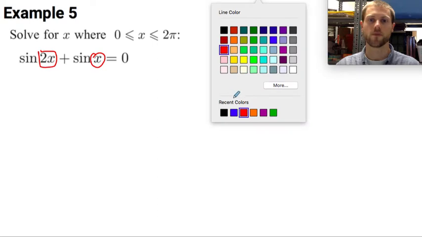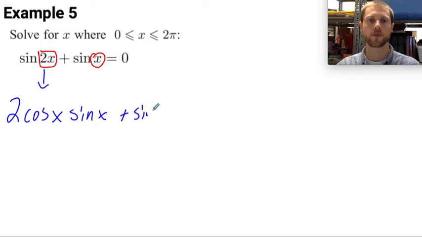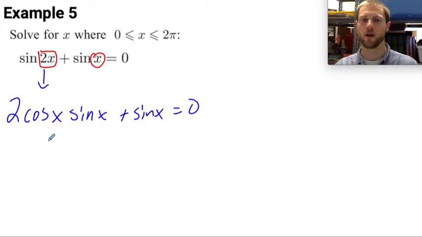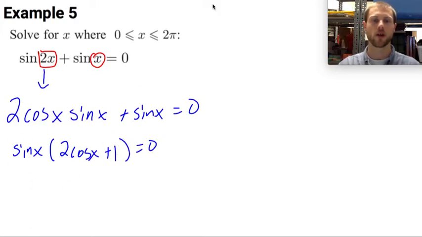So let's see if we can use the double angle identity to make a substitution. If I substitute in using the double angle identity for sine, this will be 2 cosine of x sine of x plus sine of x equals 0. All right, well, did that really help me? Now I've got a cosine in here as well. But I can factor something out. So now this looks like something I can work with. If I factor out a sine of x, what I have left is 2 cosine of x plus 1 equals 0. Now I have two independent equations that I can split and solve independently.